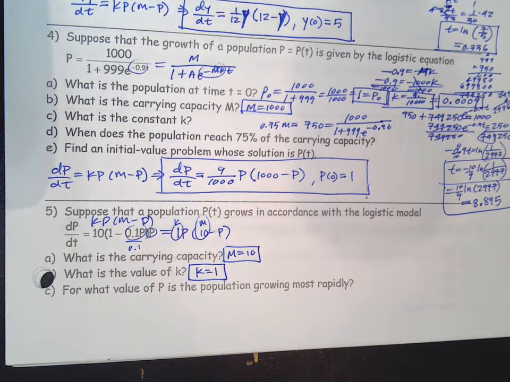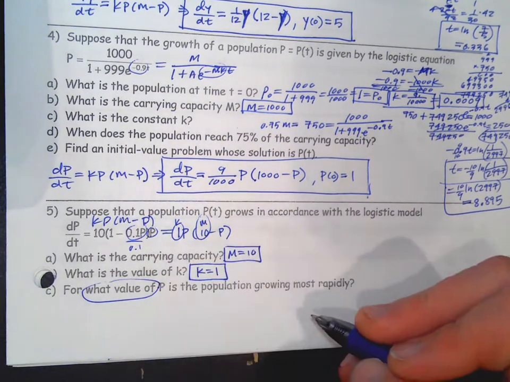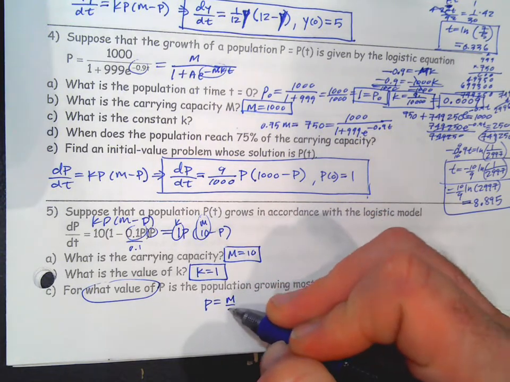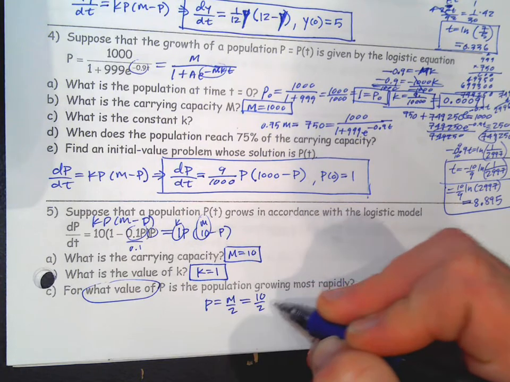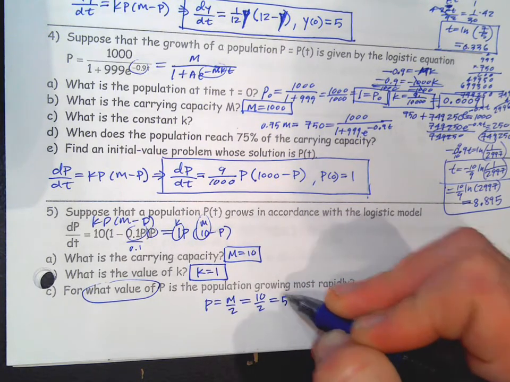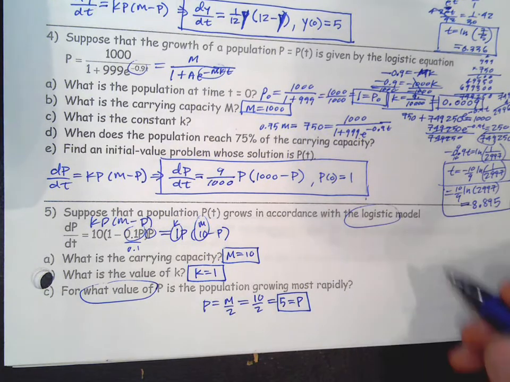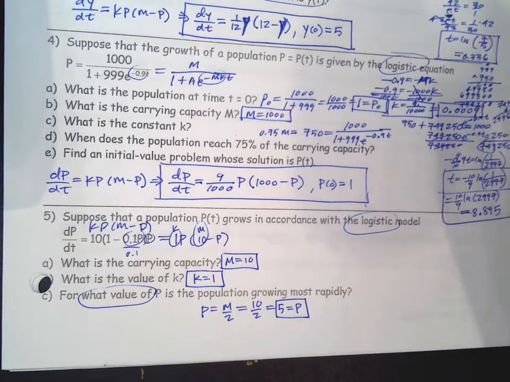For what value of p is the population growing most rapidly? What value of p? This is easy. It's half the carrying capacity. And p equals n over 2, 10 over 2. That's the population when it's growing most rapidly. So I didn't ask for the time, I just asked for the population. There you go. And this was logistic, right? These are all logistic so far. Okay, interesting. Okay, that one was nicely easy after our other ones. Okay, got a few more in the back.